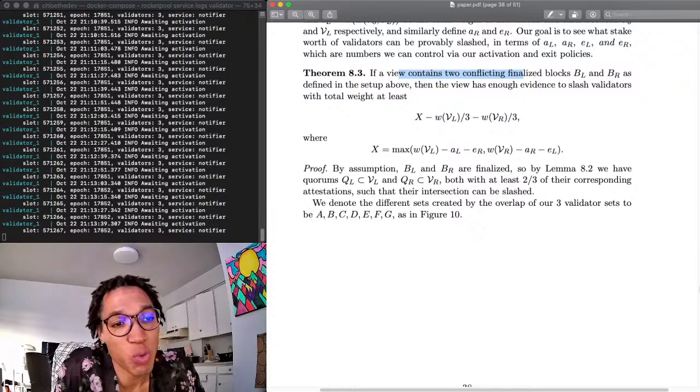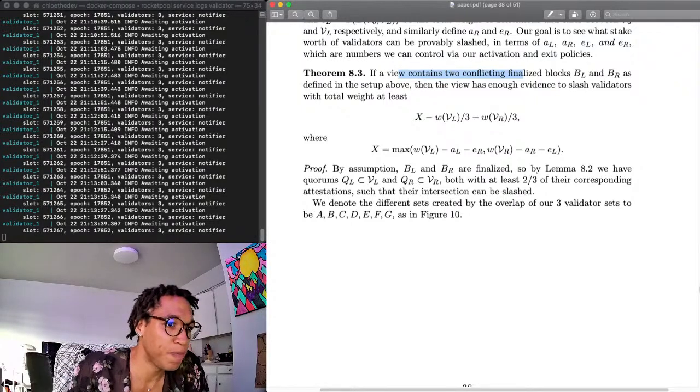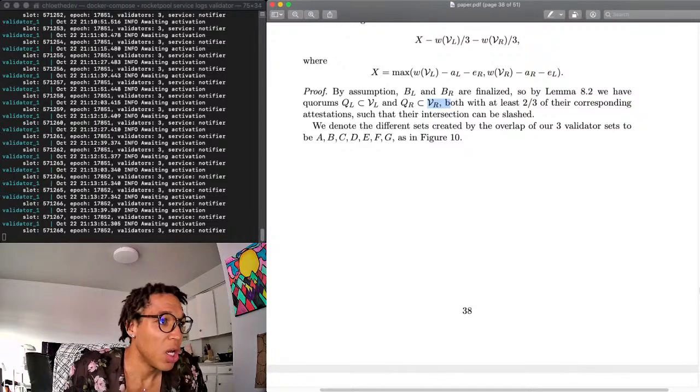Or I guess it depends which slashing condition was met, but you should be able to know which validator set you can slash, VL or VR is what I would assume. We know the different sets created by the overlap of our three validator sets to be A, B, C, D, E, F, and G, as in figure 10.